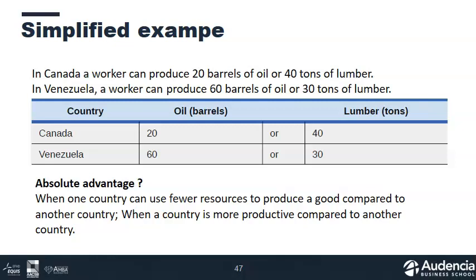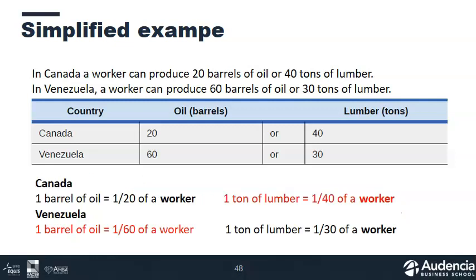So first question is, who has the lowest cost to produce what? And this is what's considered an absolute advantage. A country that uses fewer resources to produce a good compared to the other has an absolute advantage. So who has an absolute advantage in this situation? Well, in Canada, to produce 1 barrel of oil, I need 1/20th of a worker. Okay, so if a worker can make 20 barrels of oil, then I only need 1/20th of a worker to make 1 barrel of oil.